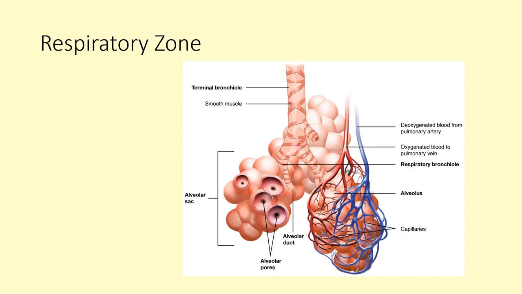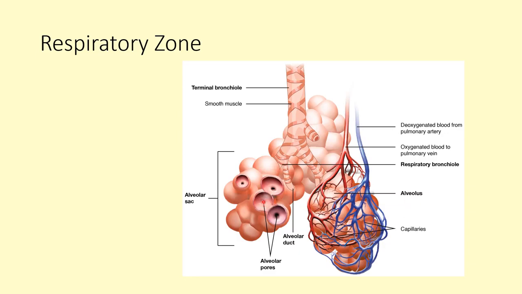This is the terminal bronchiole, still part of the conducting zone. Here is the respiratory bronchiole. Notice even smaller diameter now to the alveolar duct, which is coming into each one of the alveolar sacs. It looks like a bunch of grapes. The whole bunch is the alveolar sac. Each individual grape, if you will, is the alveoli. Alveolus is singular, alveoli is plural.